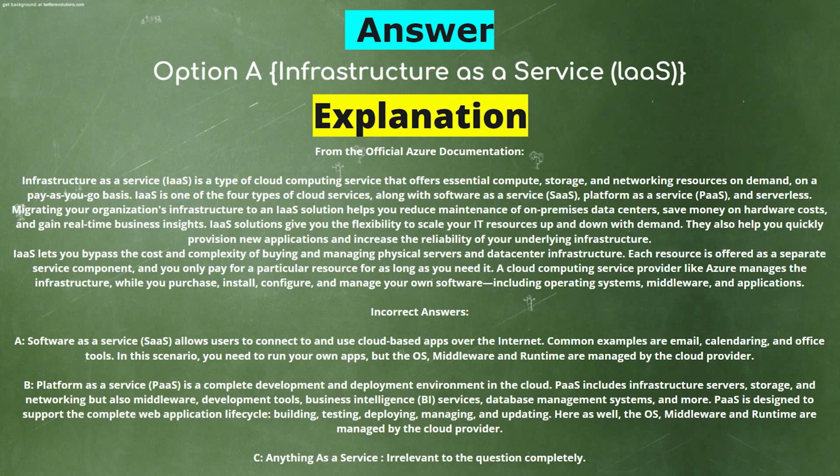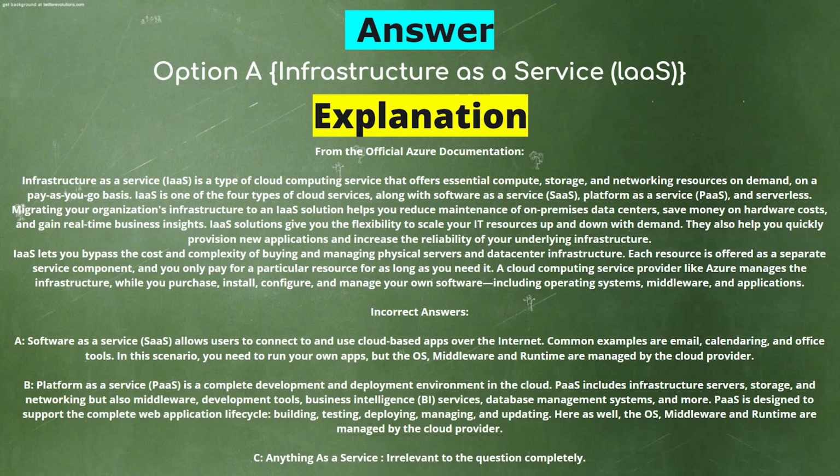IaaS lets you bypass the cost and complexity of buying and managing physical servers and data center infrastructure. Each resource is offered as a separate service component, and you only pay for a particular resource for as long as you need it. A cloud computing service provider like Azure manages the infrastructure, while you purchase, install, configure, and manage your own software, including operating system, middleware, and applications.